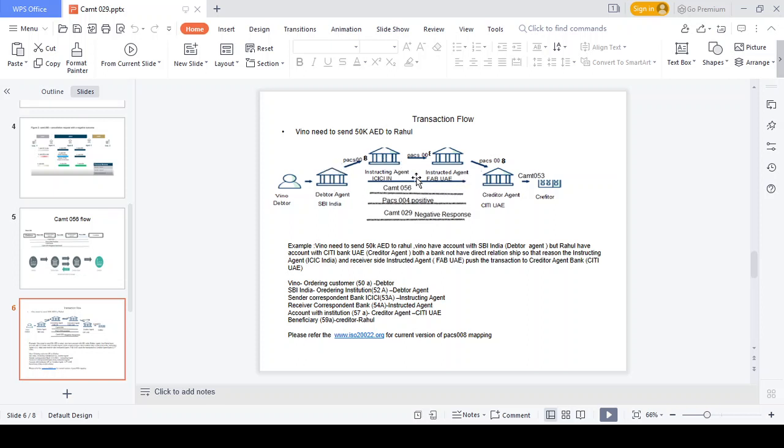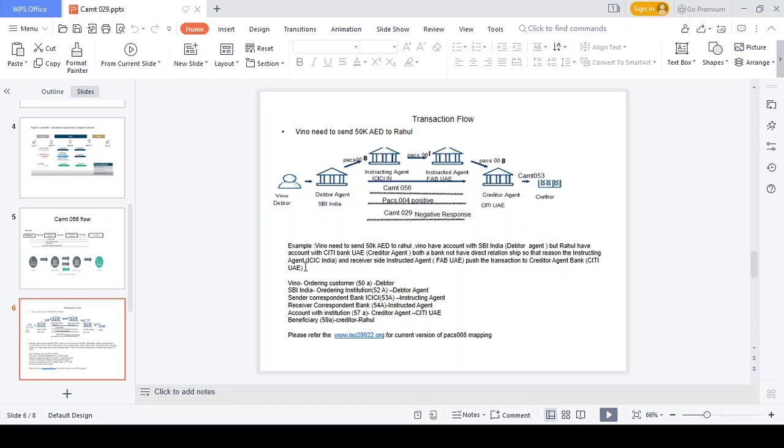In case the fund has been settled from the beneficiary bank or beneficiary hand, and the transaction is initiated after 15 days, at the time you initiate this Camt.056, you get the negative response Camt.029, because the fund has been credited to the beneficiary account. You can't repay the payment. That is the simple example.